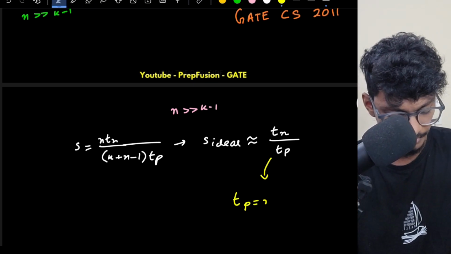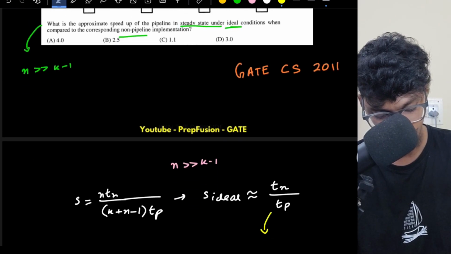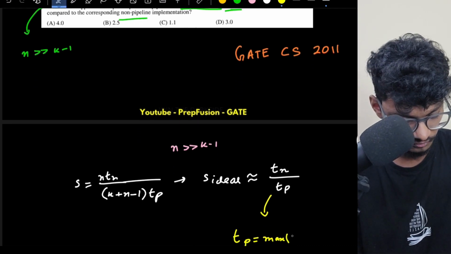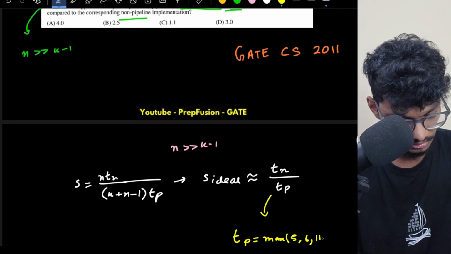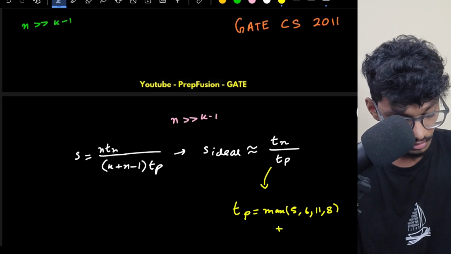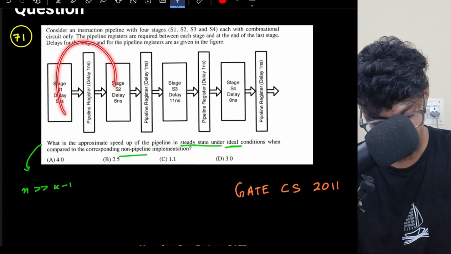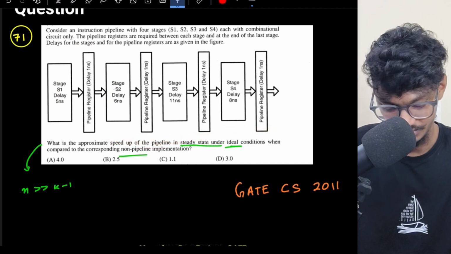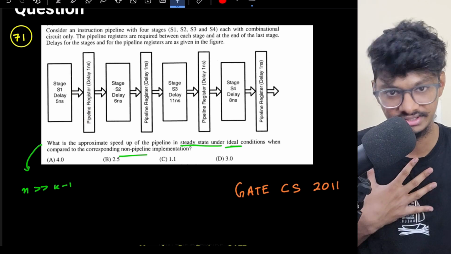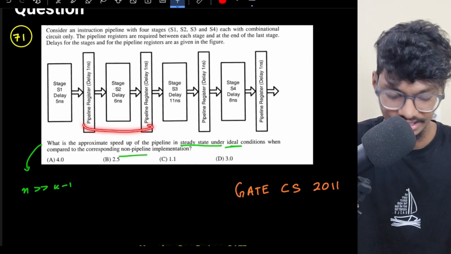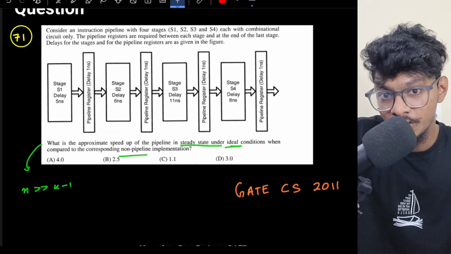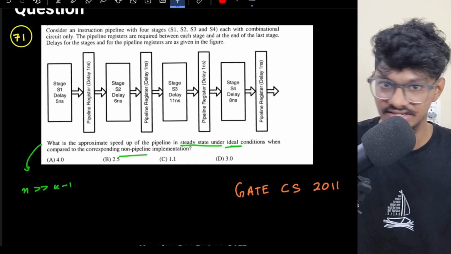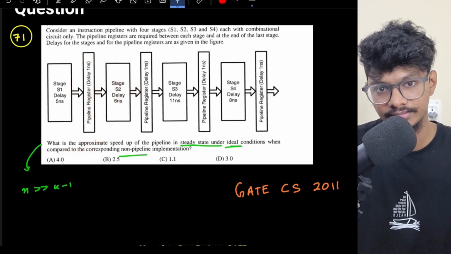TP will be the maximum of all the segment delays. So this is 5, 6, 11, 8, plus obviously I have taken into consideration the register delay. Now register delay will not be different because it's the same register. It is not doing something different. It is just storing, capturing the data. But a few instructions may take more time to decode and a few may take less, so that can be different. But register delay will be the same.